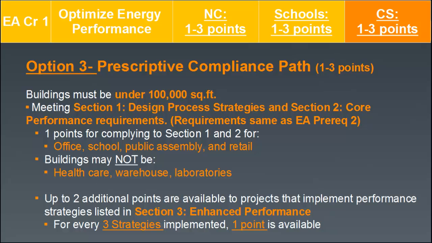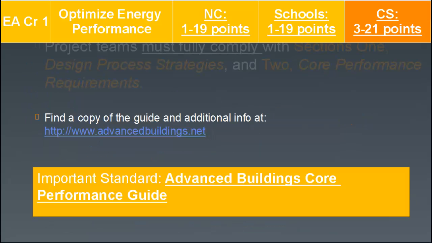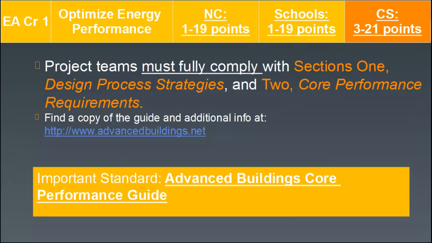Up to 2 additional points are available to projects that implement performance strategies listed in Section 3, Enhanced Performance. So for every 3 strategies implemented, 1 point is available. Project teams must fully comply with Sections 1, Design Process Strategies, and 2, Core Performance Requirements. You can download a copy of the guide and additional info at advancedbuildings.net. Definitely remember the standard for the prescriptive path for this credit is Advanced Buildings Core Performance Guide.